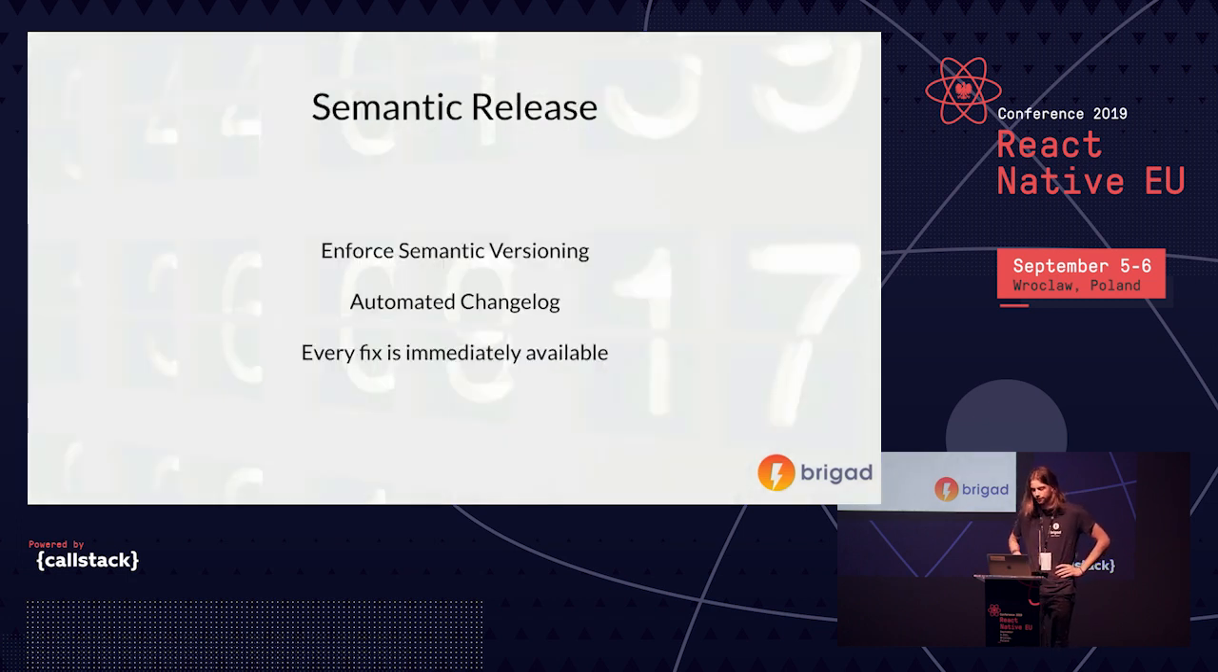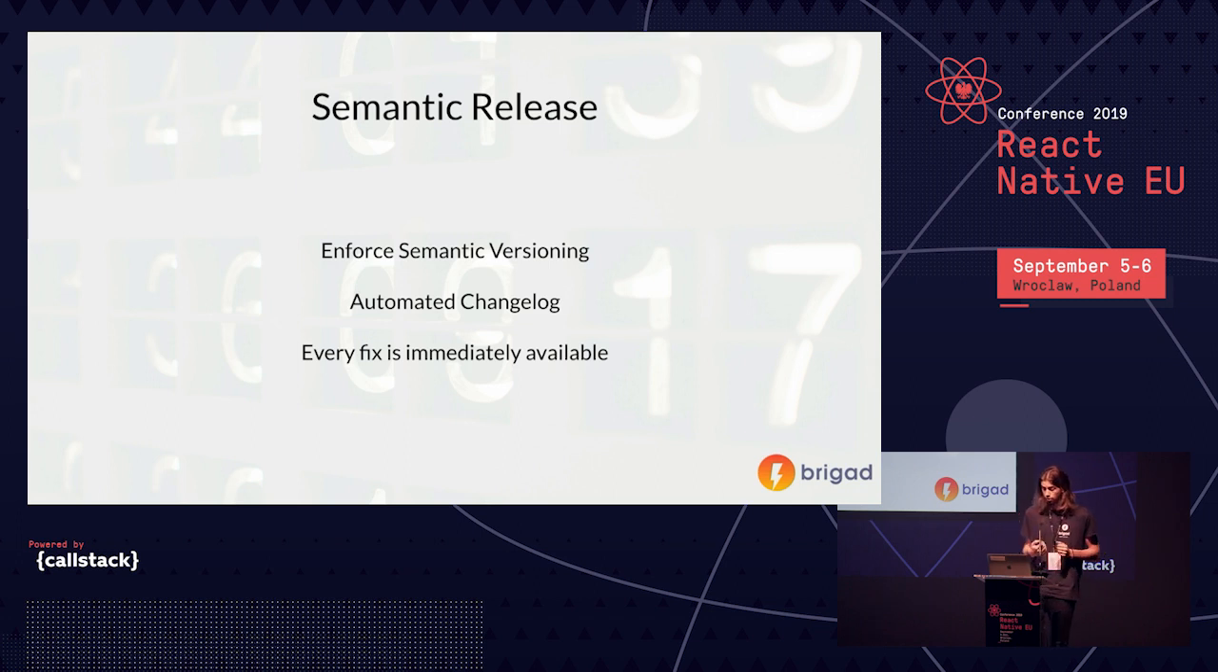So with this CI, we were able to run Semantic Release, which is a tool that allowed WebView to be very successful in its changelog, its release state and the release cycle. Semantic Release is something that basically parses your commit and automatically deploys a new version based on what you type inside your commit.